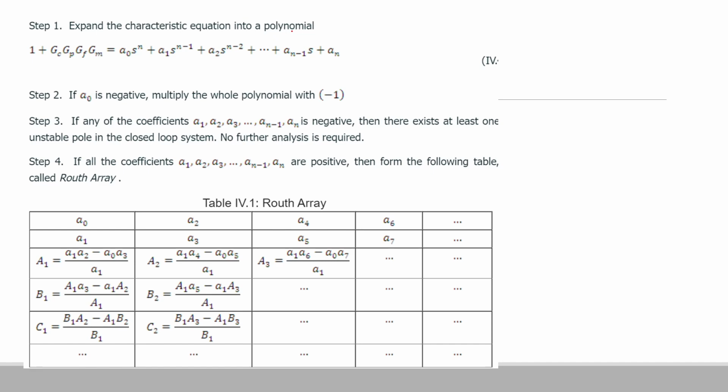Given the closed loop transfer function, the denominator will be the characteristic polynomial, and then we will write it in terms of the decreasing order of s, and we need to ensure that the first term, that is a0, should be positive. If a0 is negative, we can simply multiply the polynomial with -1, and then we can analyze that if any of the coefficients, that is a1, a2, a3, is negative, then there exists at least one unstable pole in the closed loop system.